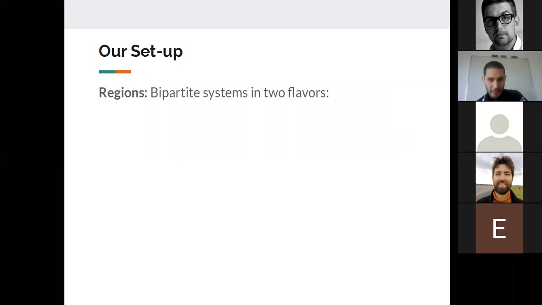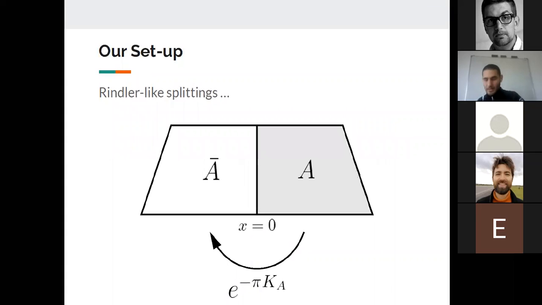Okay, so now let me describe the regions we're going to work with. These are very simple and come in two flavors, but mostly it's the same setup, just understood differently. The first, and maybe the most interesting to have in mind, is the Rindler-like splitting. Let's say I have a full theory and I split my system in two, in half at x equals 0. I can think of the complementary region A bar as a half Euclidean evolution from A to the other side. The modular Hamiltonian in this case is known by the Bisognano-Wichmann theorem.